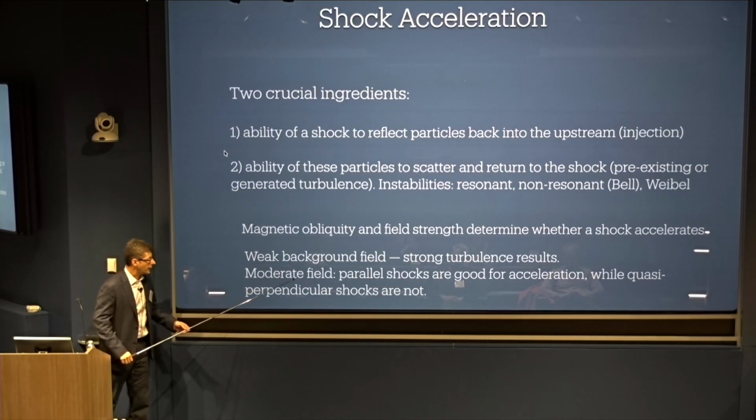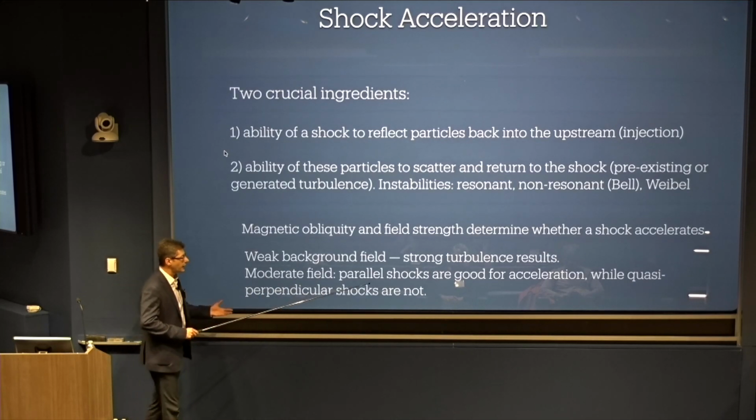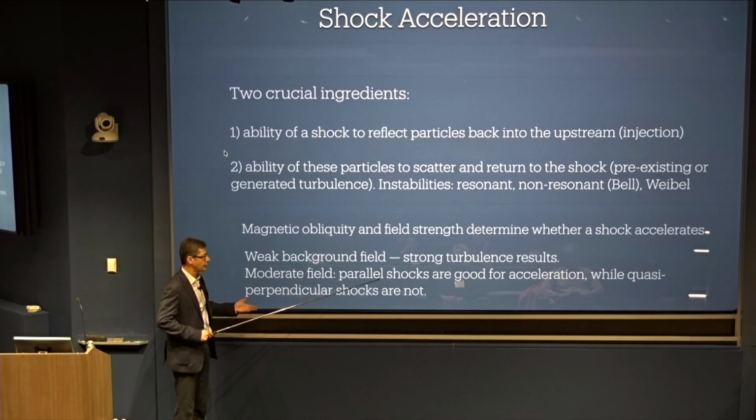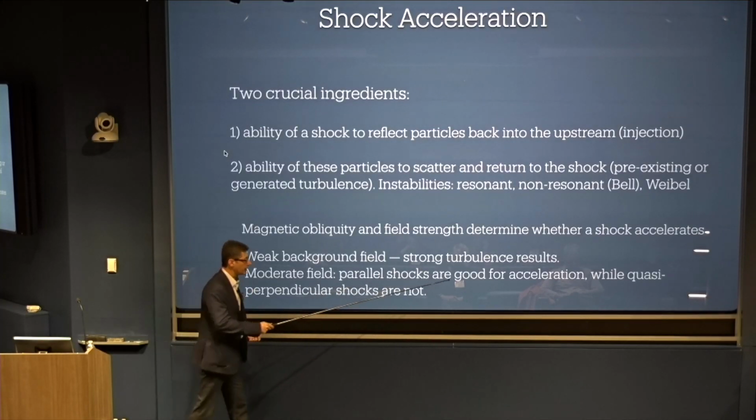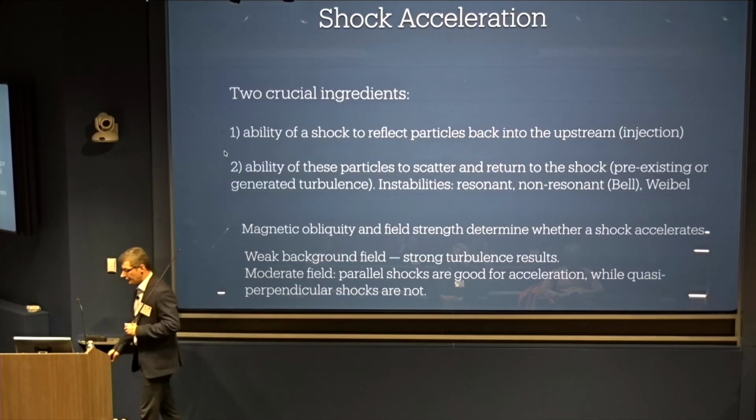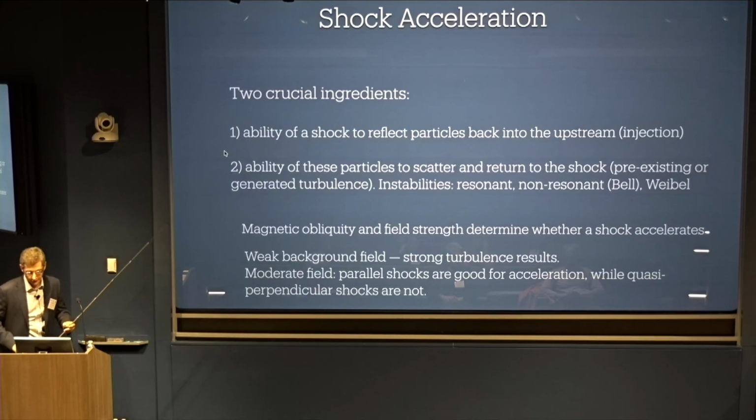If you have a moderate magnetic field, then it depends on how well it's oriented. If it's oriented parallel to the shock normal, we call it a parallel shock. They're typically good for acceleration. If it's oriented perpendicular, they're not very good for acceleration.